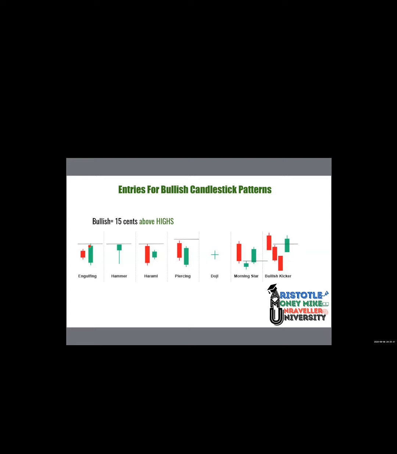So this is on the daily chart. Remember, I said I usually trade candlestick formations from daily charts. So here we have an engulfing pattern. Your entry point will be here, 15 cents above the high. See what I'm saying? It's always going to be that way. So screenshot that. Those are your entry points for candlestick patterns.